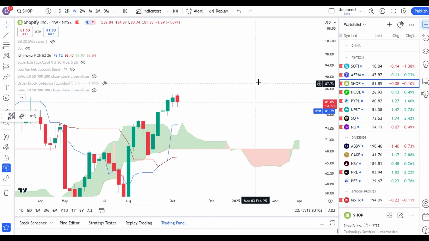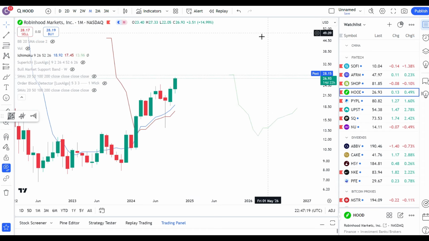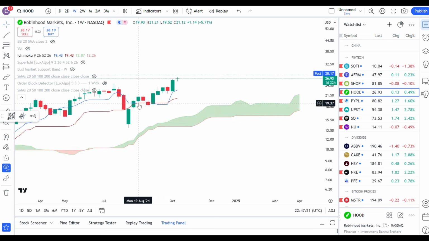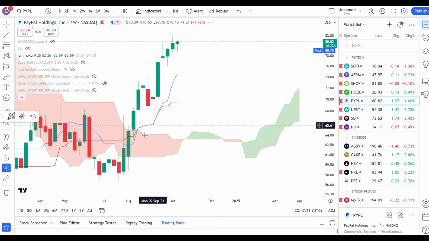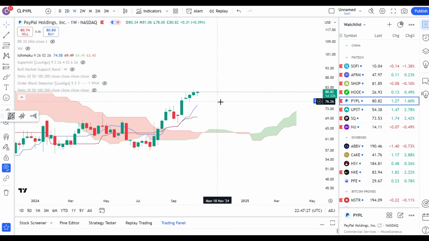It could potentially go up and challenge the monthly Ichimoku cloud up here, right? Same thing, Robinhood. It can continue to go up as a result of this katana here. PayPal, beautiful katana breakout, maybe a little bit too far overextended, but I can see it potentially going to triple digits in 2025, just like what I was saying before, right?